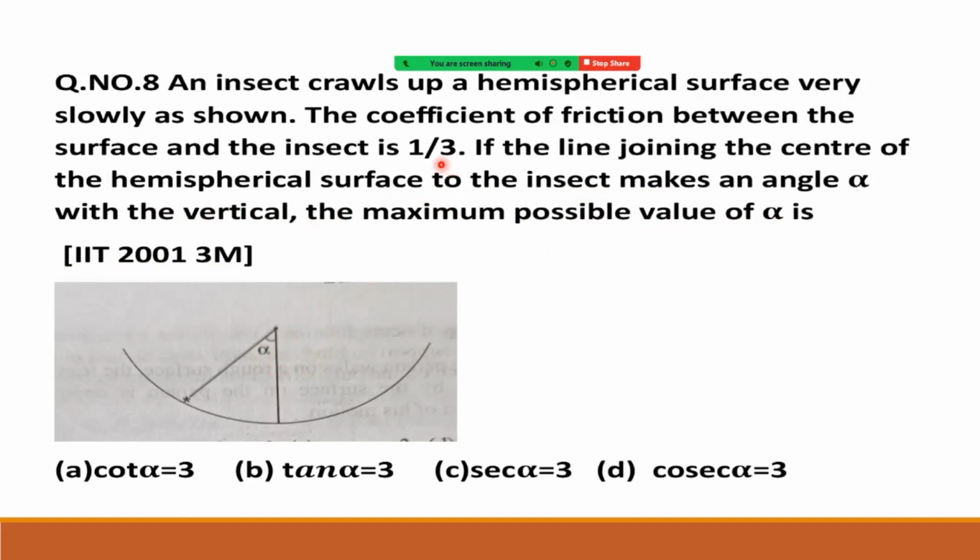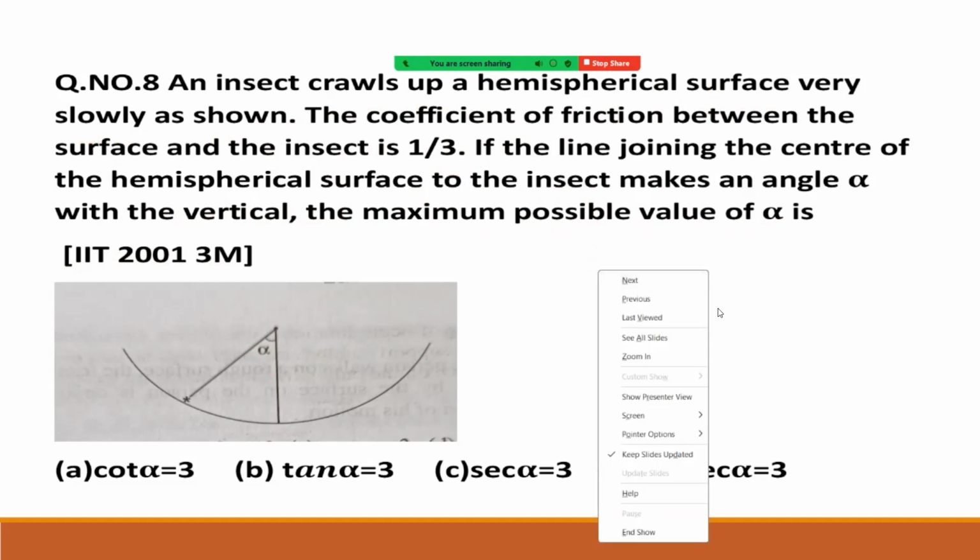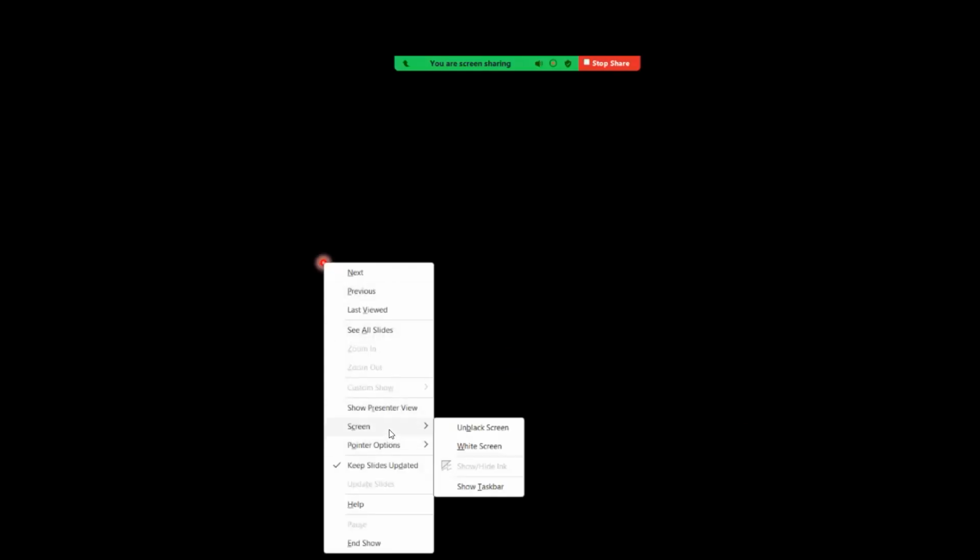The condition is that it crawls up slowly. Slowly in the sense speed is almost zero. Okay, let us see how we are solving. First of all, see the free body diagram for the insect.